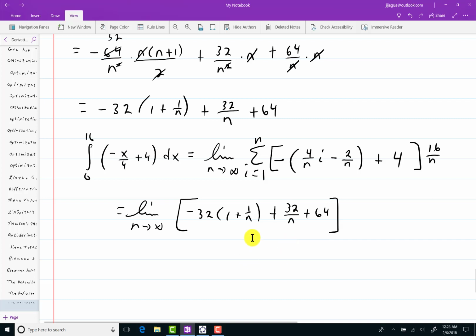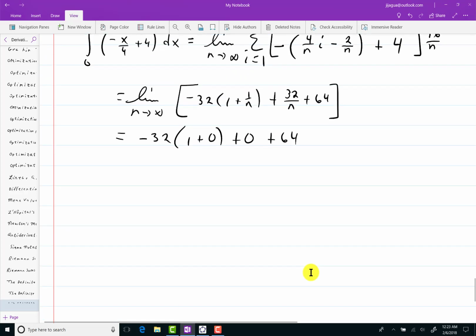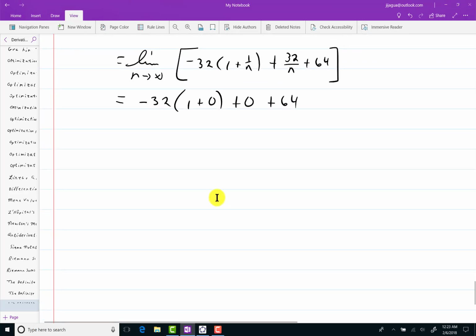And as before, the 1 over n goes to 0. The 32 over n goes to 0. I'm guessing the 32 over n was just collateral pieces. So I have negative 32 times 1 plus 0, plus 0 for the 32 over n, plus 64. And we end up with the same answer as all the other ones. I'm going to end up with 32 again.